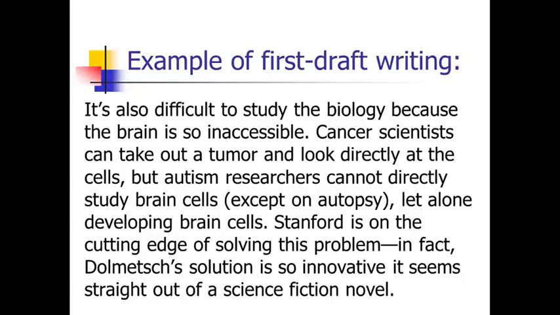So it says, it's also difficult to study the biology because the brain is so inaccessible. Notice the it is that I've started with. I've told you not to use it is or there is. Cancer scientists can take out a tumor and look directly at the cells, but autism researchers cannot directly study brain cells except on autopsy, let alone developing brain cells. Stanford is on the cutting edge of solving this problem. In fact, Dolmetsch's solution is so innovative it seems straight out of a science fiction novel. I got that little cute thing about the science fiction novel in the end.